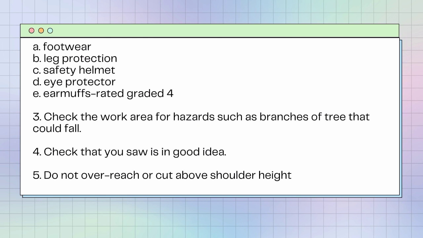Number 3. Check the work area for hazards such as branches of trees that could fall. Number 4. Check that your saw is in good condition. Do not overreach or cut above shoulder height.